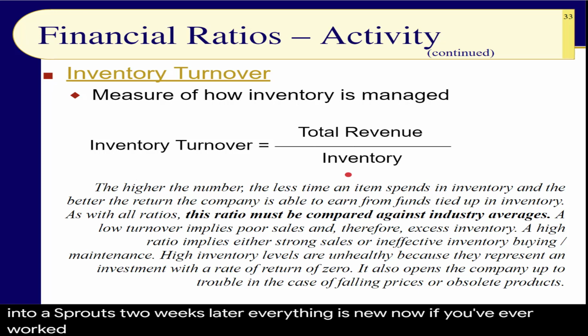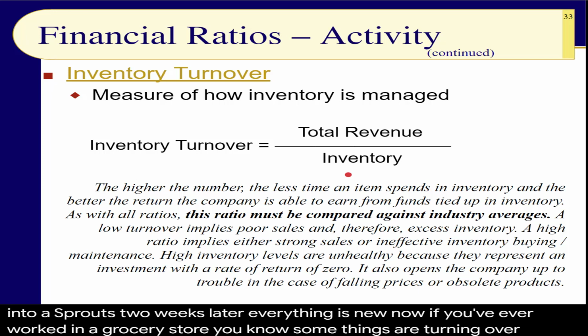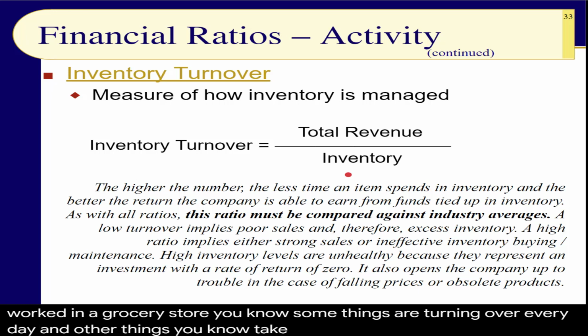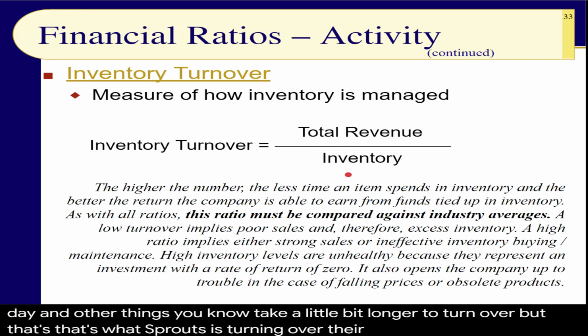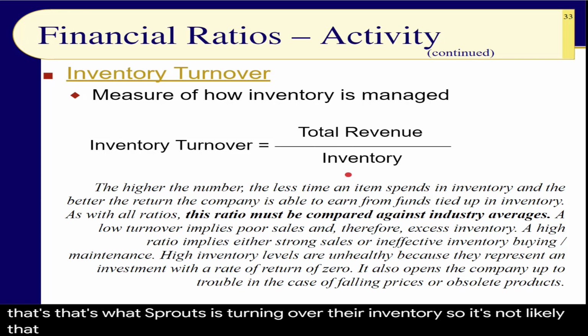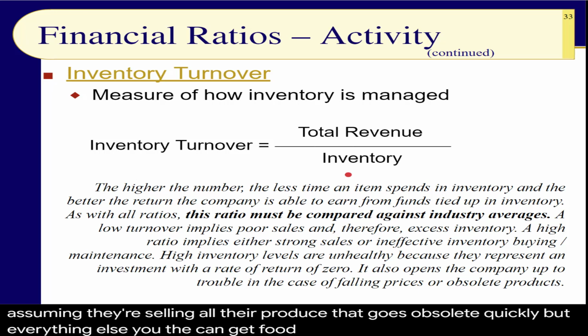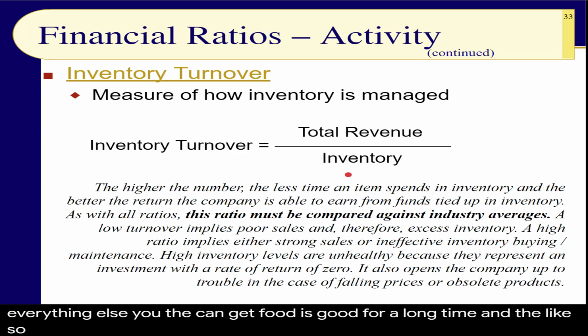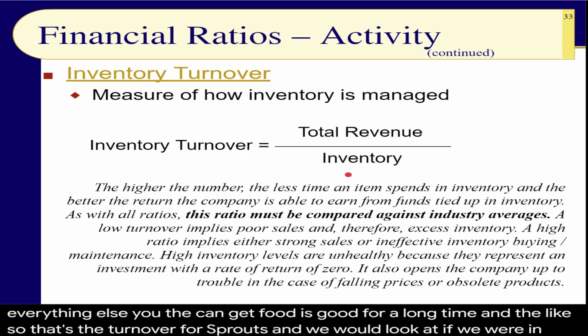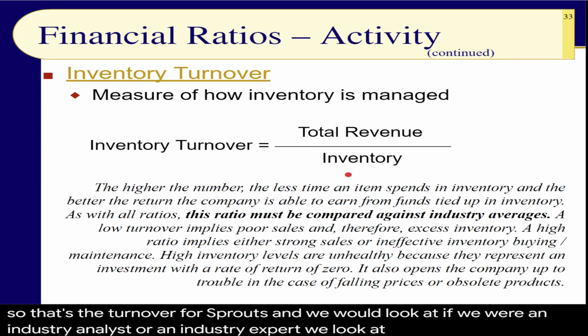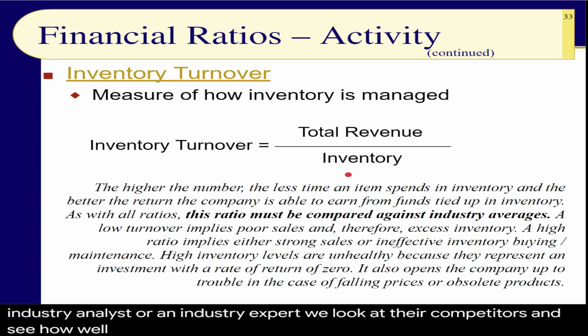Now, if you've ever worked in a grocery store, you know some things are turning over every day, and other things take a little bit longer to turn over. But that's what Sprouts is turning over their inventory. So it's not likely that Sprouts' inventory is going to become obsolete. Assuming they're selling all their produce, that goes obsolete quickly. But everything else, the canned food, is good for a long time and the like. So that's the turnover for Sprouts. And if we were an industry analyst or an industry expert, we'd look at their competitors and see how well they're doing.